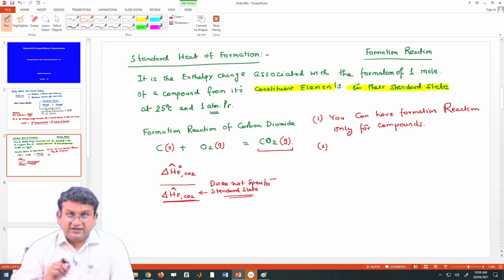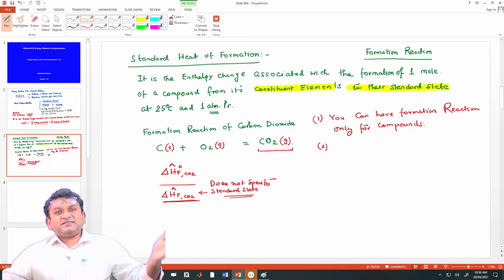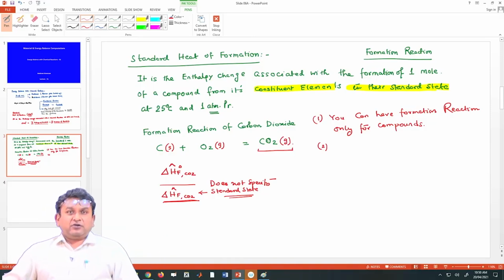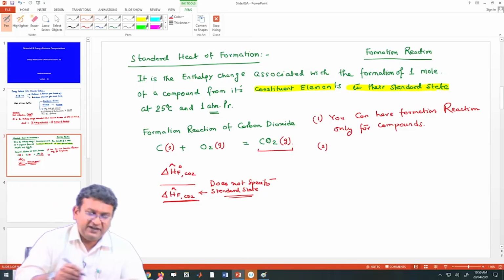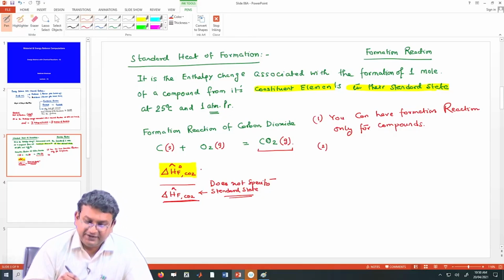It does not specify standard state. You might independently write that you have done, let us say, the combustion reaction between carbon and oxygen at a certain temperature and pressure, and this is the enthalpy change associated. So, you can say that at that condition this is the heat of formation, but that is not the standard value. The standard value which is accepted everywhere, and which you need for calculating the heat of reaction, is the heat of formation at the standard state, right.